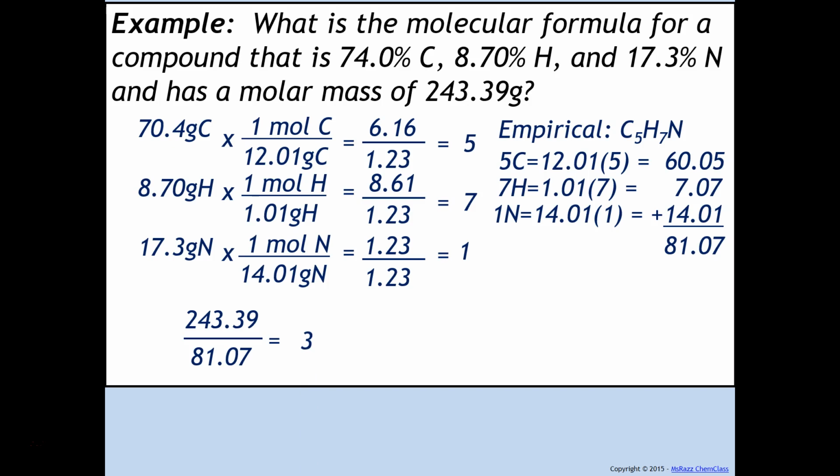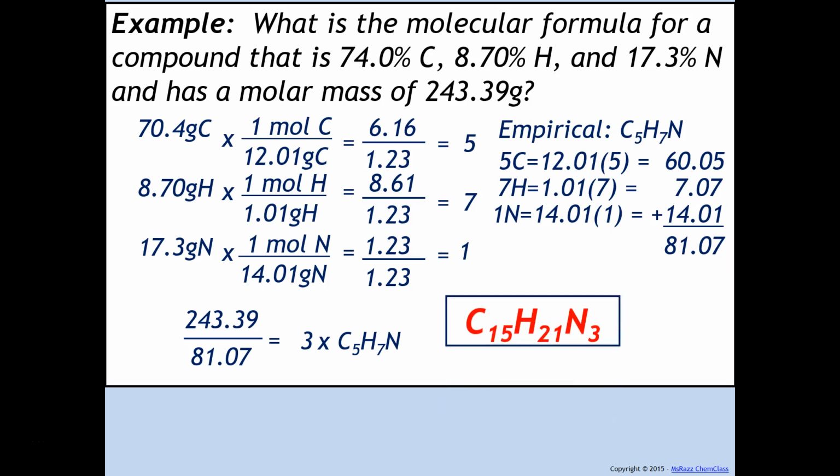This is the factor by which I need to multiply all the subscripts in the empirical formula. So I'm going to multiply the 3 times the 5, the 3 times the 7, and the 3 times the 1 for the nitrogen. And this will now be the molecular formula of the compound.